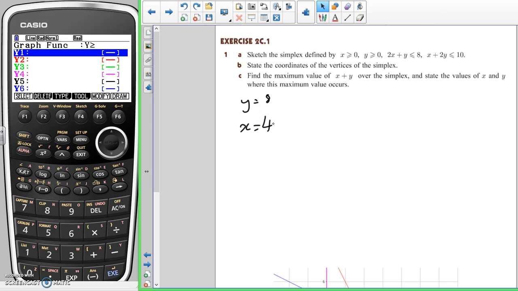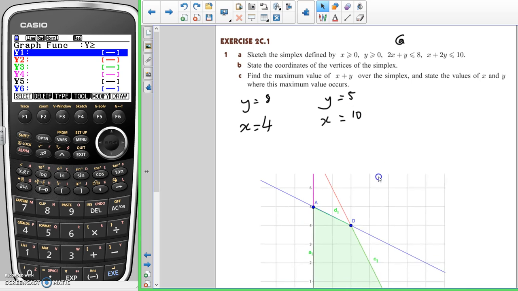X is 4. So that's the first one over here. This one here would be if we make x 0, y would be 5. If we make y 0, x would be 10. So what I've already done, I've pre-prepared a graph for this one.